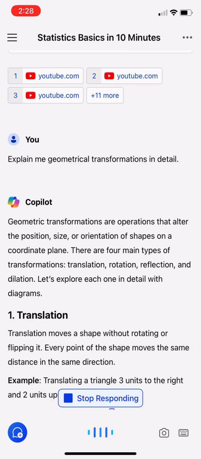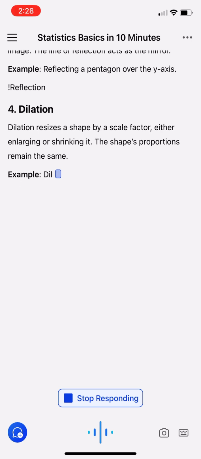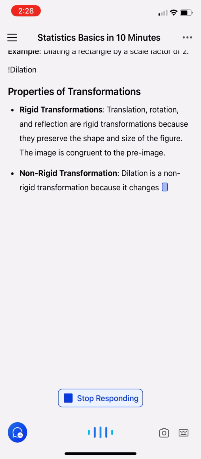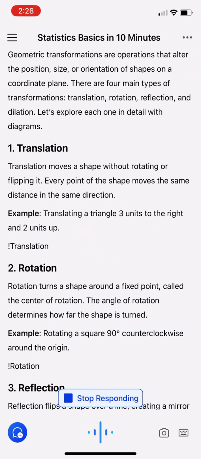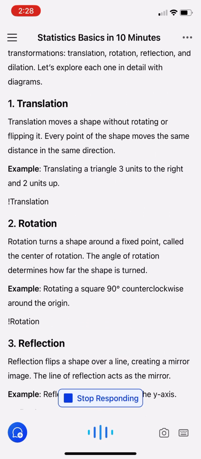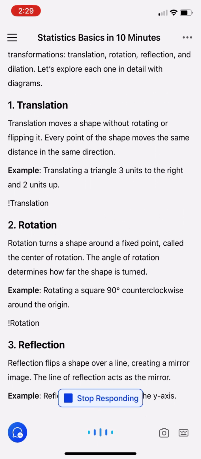Geometric transformations are operations that alter the position, size, or orientation of shapes on a coordinate plane. There are four main types of transformations: translation, rotation, reflection, and dilation. Let's explore each one in detail with diagrams.